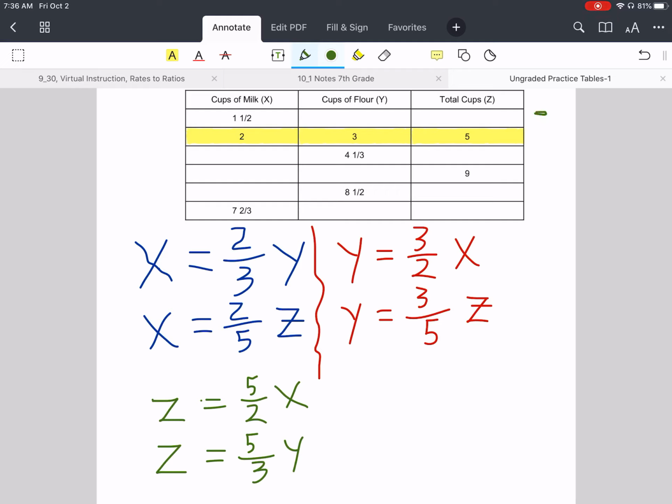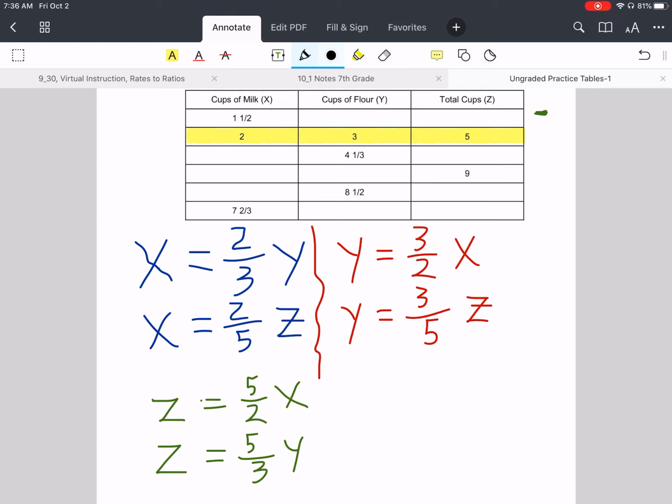Okay, so we're going to look at the top row first. We see that x is equal to 1 and 1/2. And we need to find y and z. So the 2 equations that we're going to be able to use are here, because we can multiply 3 over 2 times x in order to get y, and here, because we can multiply 5 over 2 times x to get z. So we're going to do that.